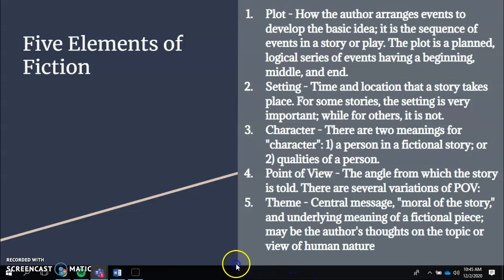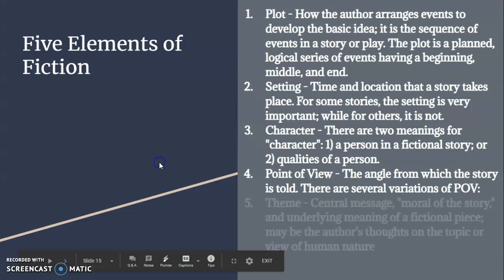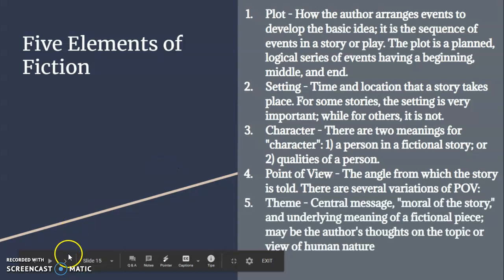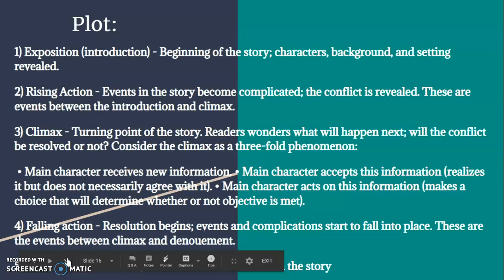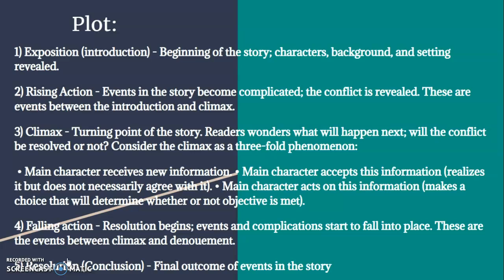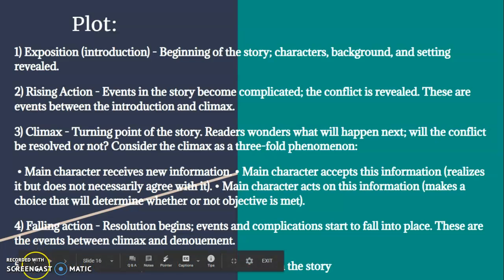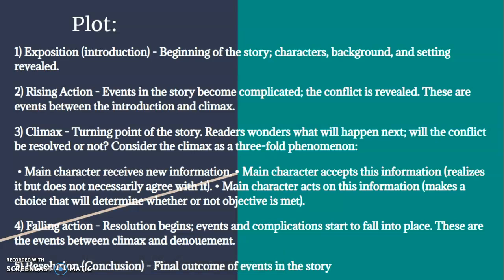Alrighty, so let's talk a little bit about plot. So there are 5 pieces of plot or 5 components of plot. We have exposition. Exposition is the introduction, and we meet our characters. We find a little bit of background information is revealed, the setting is revealed, or clues to the setting is revealed. All of that happens in the beginning of the story.